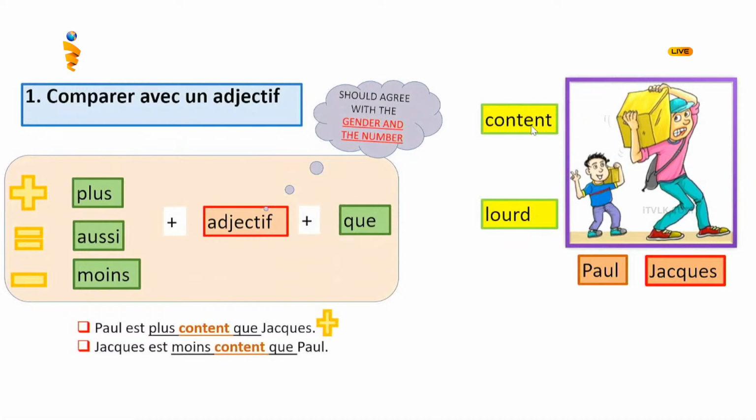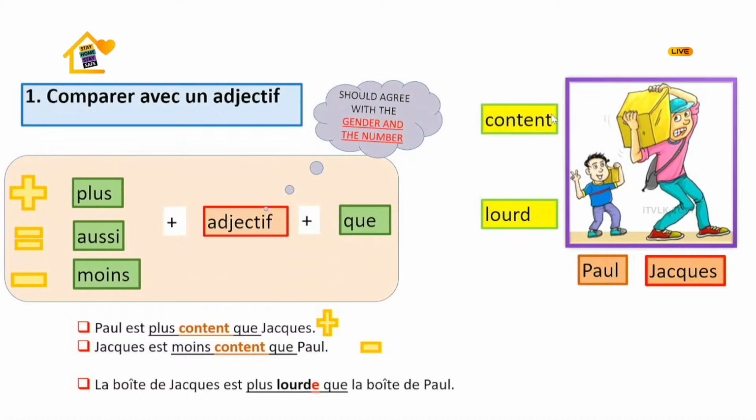Jacques est moins content que Paul. Here we are talking about the inferiority. Then we are talking about the boxes that they are holding. La boîte de Jacques est plus lourde que la boîte de Paul. Jacques's box is heavier than Paul's box. The structure we use is plus lourde que.